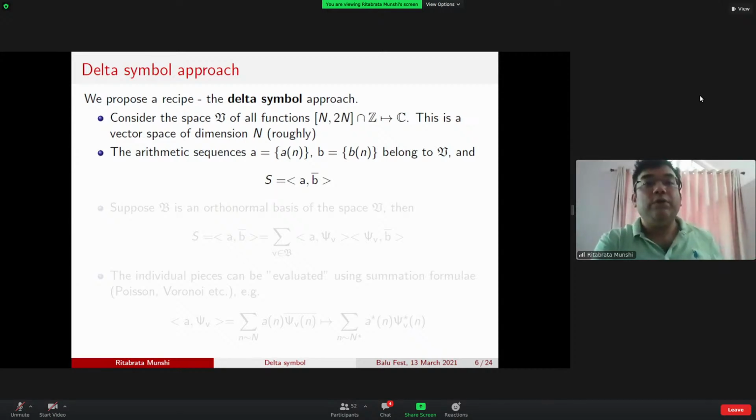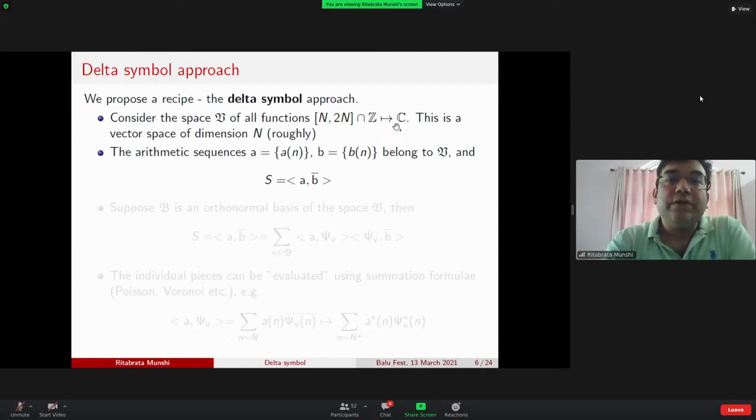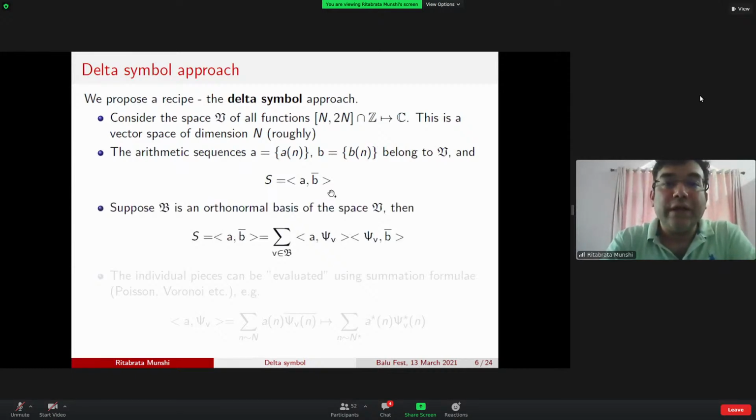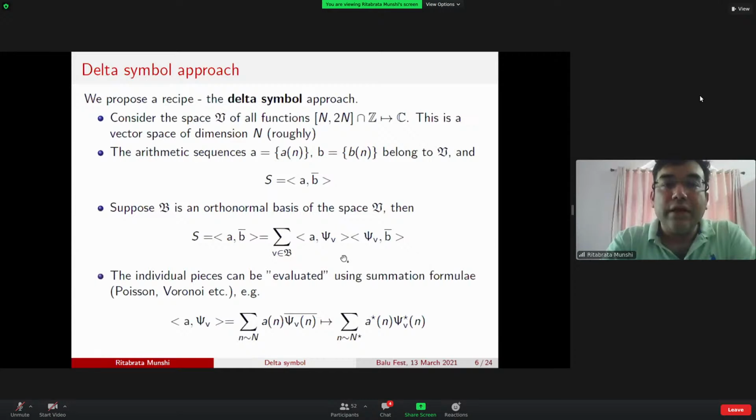So we'll be looking at the space of all functions which are supported in this dyadic range between N and twice N, supported on the integers and taking values in the complex numbers. So this gives me a vector space of roughly dimension N. And if you have two arithmetic sequences, that's the same thing as saying two vectors in this space. Then the correlation sum that we are looking at is actually an inner product of A and B bar, right? And so we can have a spectral decomposition of this inner product. If you have an orthonormal basis of the space, then this inner product can be written in this manner. So this will be our starting point: start with an orthonormal basis of the space and write it in this manner.